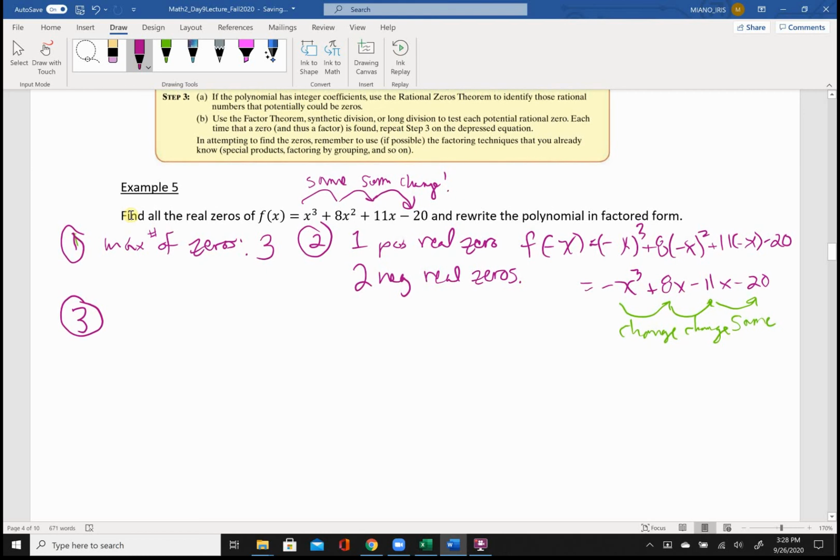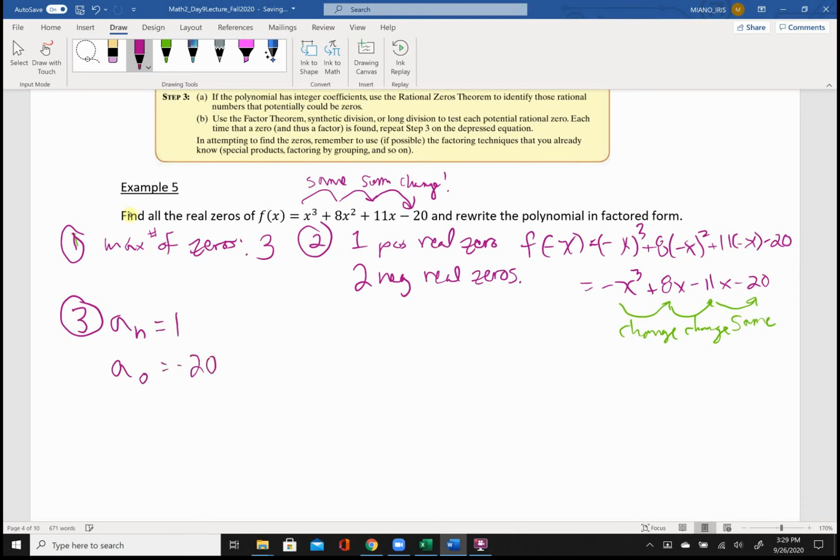If the polynomial has integer coefficients, which it sure does, we use the rational zeros theorem to identify those rational numbers which potentially could be zeros. Now, looking back at step 2, we have positive and negative real zeros, so we're going to have to entertain the positive and negative versions of all possible factors for the leading coefficient and also the constant term, for p and q respectively. So let's put a sub n down. The leading coefficient is 1, and a sub naught is negative 20, right?